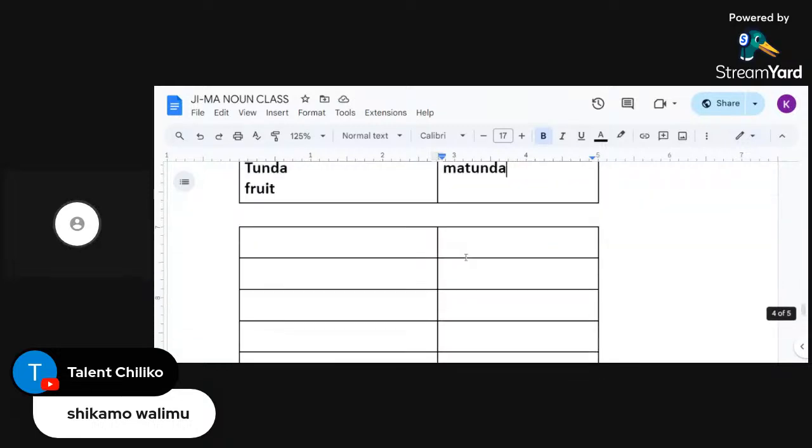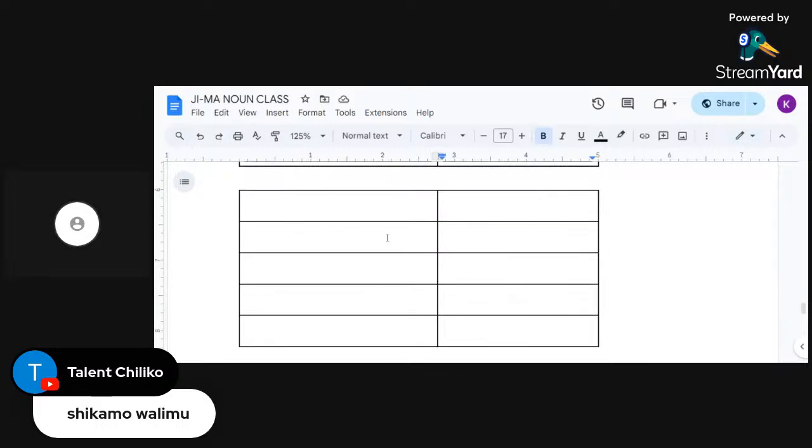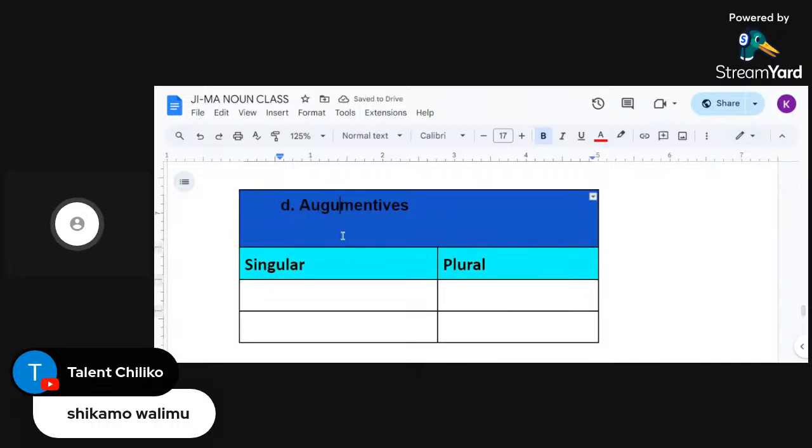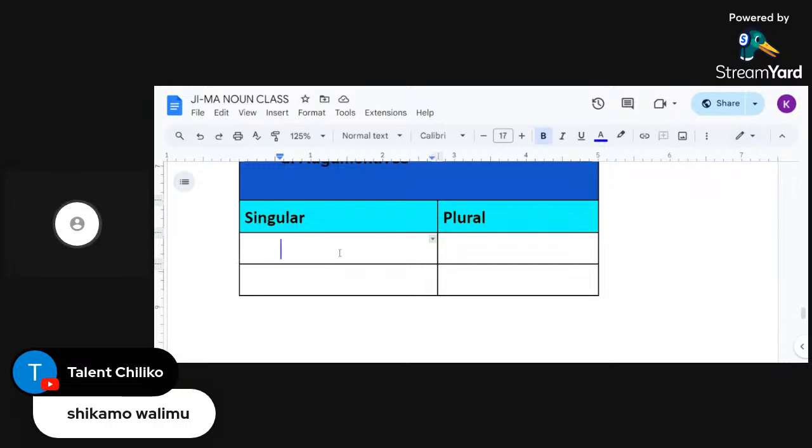Okay. Now we will not continue with this list, so we can reduce the list here. The next part here is augmentatives. So we said this one, we make something to appear large, huge, okay? So I'll give you an example.